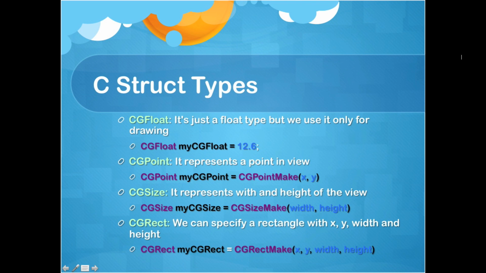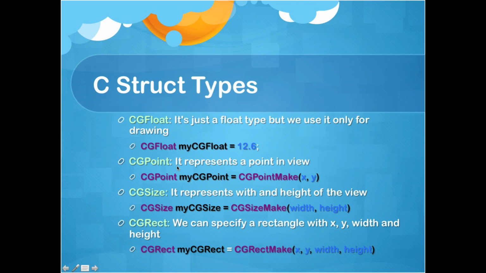So let's move on. Okay, let's talk about C struct types. Don't be scared by the name C struct types. It's really simple. We have CGFloat. It's just a float type, but we're using it for drawing. So CGFloat is just a float type, but it's just for drawing. And we can define it exactly like here, CGFloat or the float type name, and then the number that we want to specify.